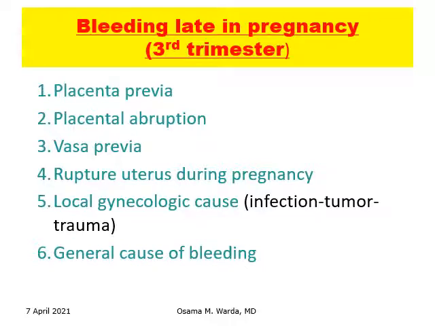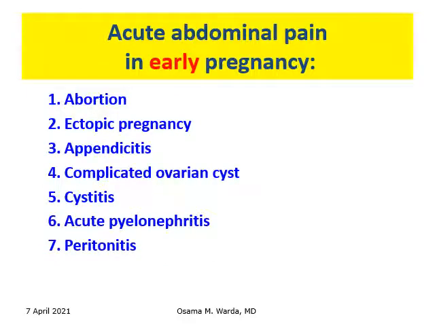Bleeding in late pregnancy, or third trimester bleeding, may be due to placenta previa, placental abruption, vasa previa, rupture of the uterus during pregnancy, in previous myomectomies, previous resections, or with trauma to the pregnant uterus, such as motor car accidents or falling from a height, local gynecologic causes, infection, tumor, or trauma, and general causes of bleeding. These may all cause bleeding in the last trimester.